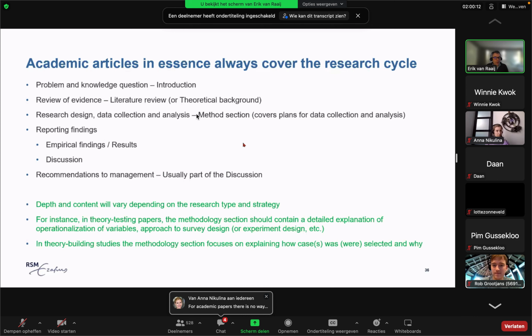Now, if you are theory building, then there's a lot of focus on explaining how the cases were selected and why, because these cases, they are the rich empirical data to build the theory on, while in a theory testing paper, it's very much about how the test is being executed. So it's about the variables, etc.